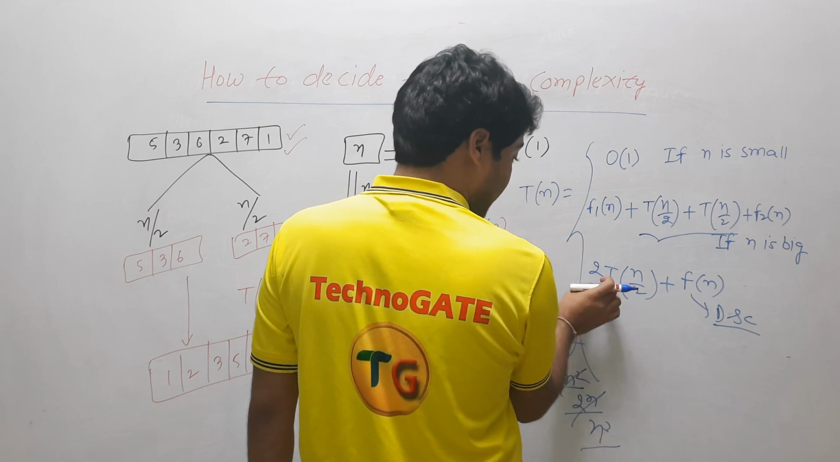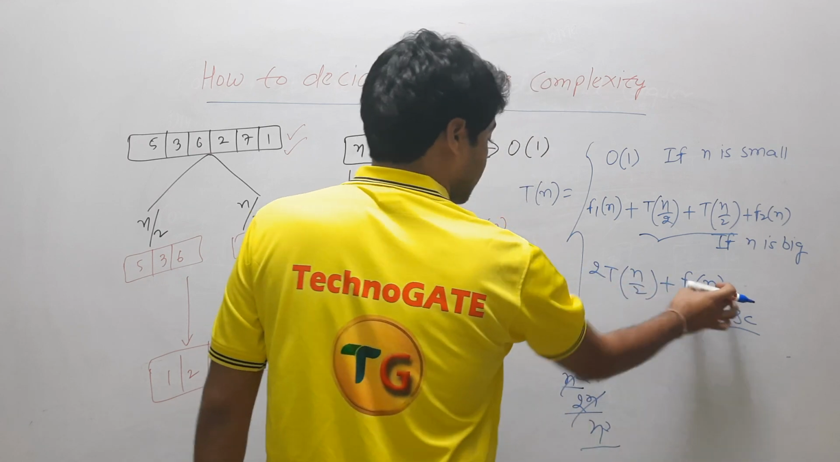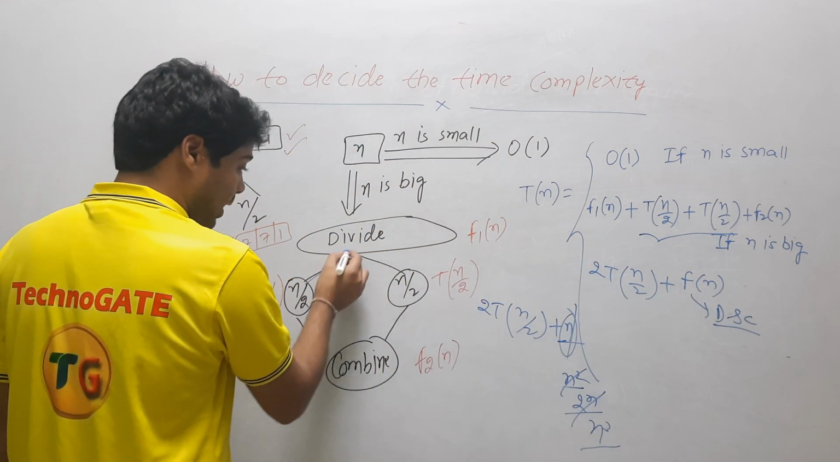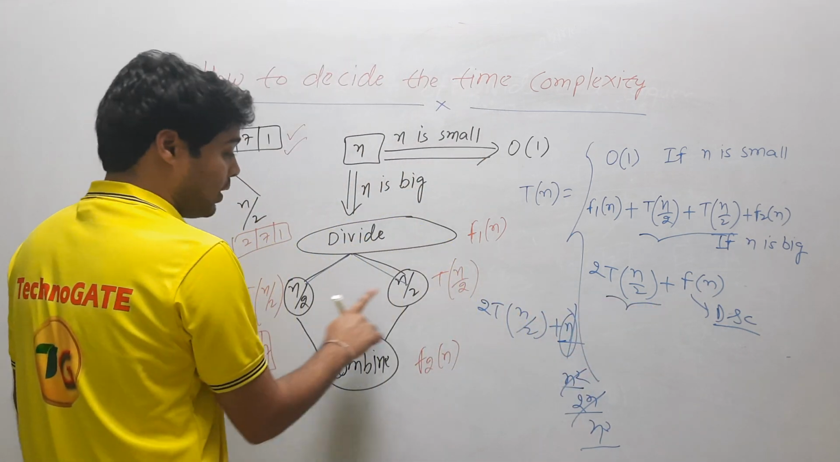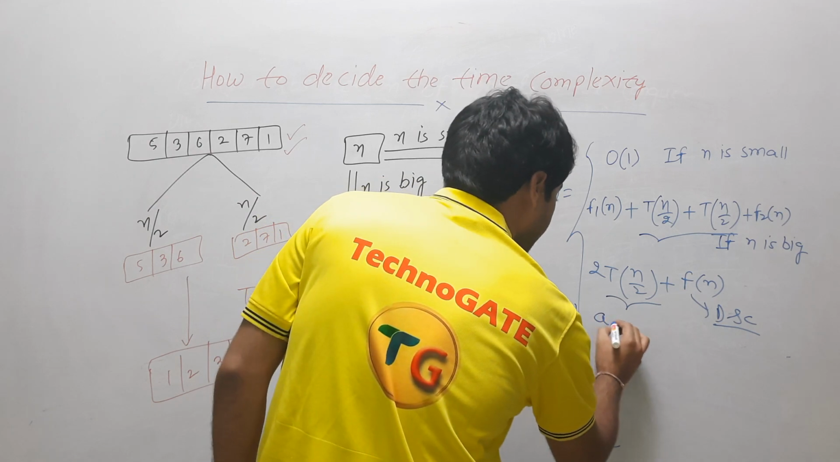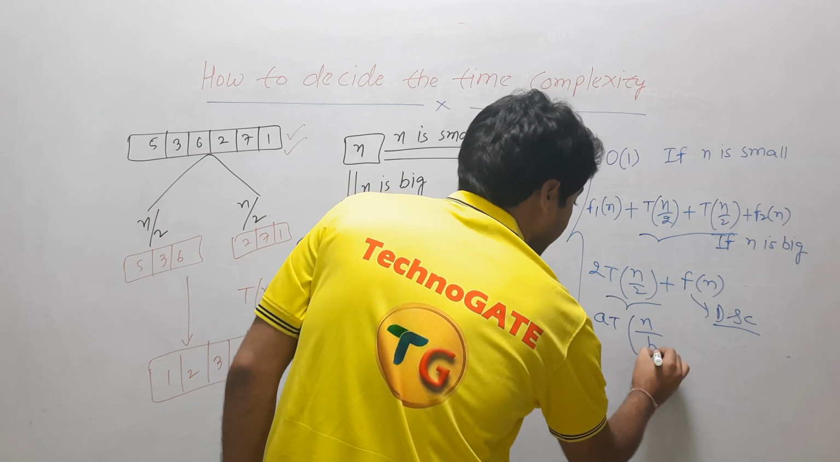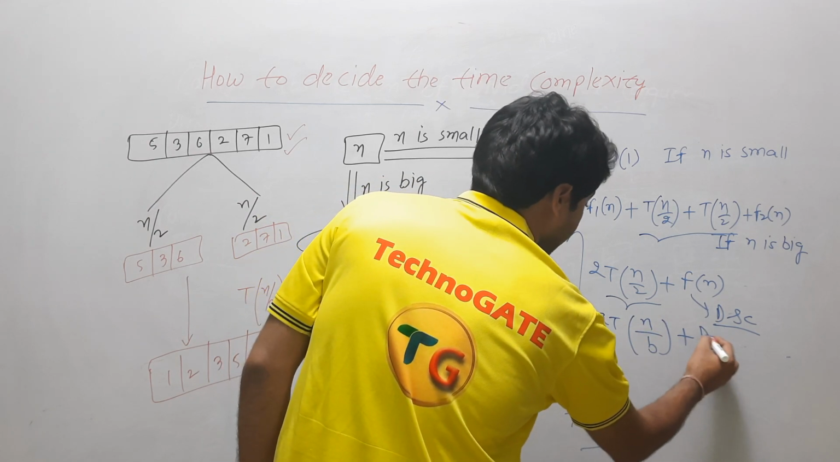So here, what is the meaning of 2? There are n elements divided into two parts, 1 and 2. These are two parts here, and what is the size of each part? This one, n by 2, n by 2. So this is aT(n/b) plus the divide and conquer part.